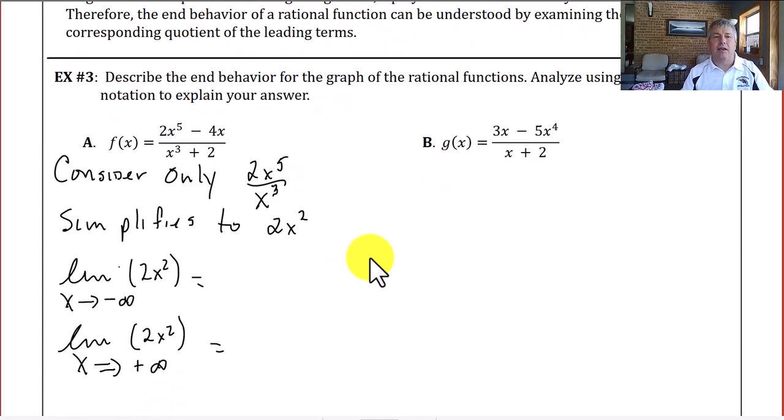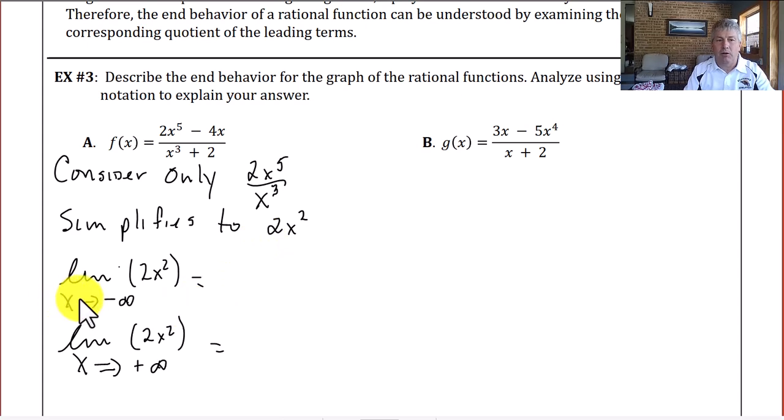Example 3 says, describe the end behavior for the graph of the rational functions. Analyze using limit notation to explain your answer. So for A, our leading coefficient and our highest degree in the numerator is 2x to the fifth and the denominator is x cubed. So we're going to analyze those two highest degrees. It's the battle between these two guys, and those two will simplify to 2x squared.